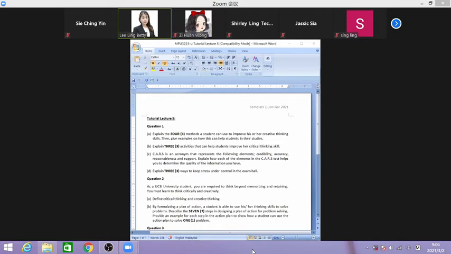CARS is the acronym for credibility, accuracy, reasonableness, and support. So you need to explain all of this. Okay, explain how CARS helps you in determining the quality of information that you have. So first one, CARS, first one is credibility. If you want to determine the quality of information that you have, how are you going to determine it?